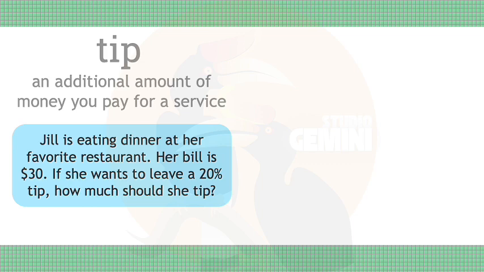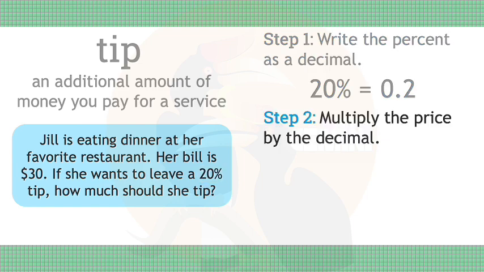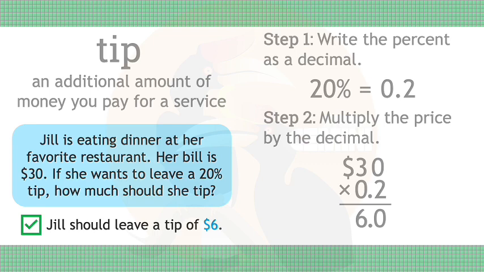Don't forget, to find the percent of a number, we need to write the percent as a decimal first. 20% is equal to the decimal 0.20 or 0.2. Then, we multiply the price of the bill, $30, by the decimal 0.2. Remember, when multiplying decimals, we multiply just like with whole numbers, and place the decimal point in the answer so that our answer has the same number of decimal places as the two numbers we multiplied. 30 times 0.2 is 6, so Jill should leave a tip of $6.